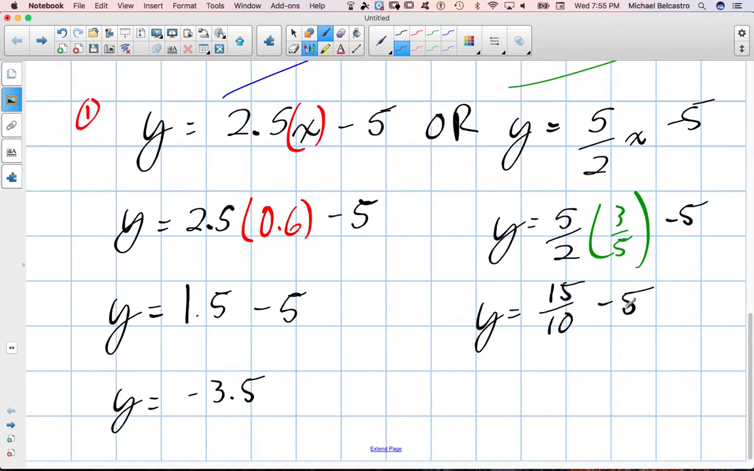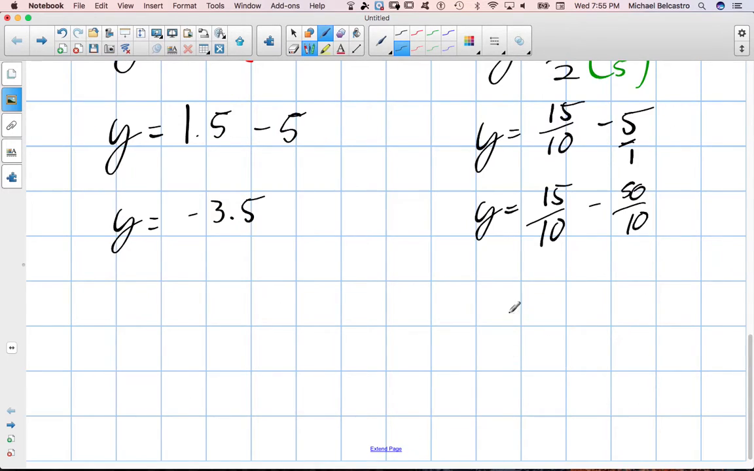Here, we would turn this into a fraction. Technically, it's over 1. To make the denominator the same, it'd be 50 over 10. And y is equal to negative 35 over 10. And again, if you were to divide that, you would get that value.